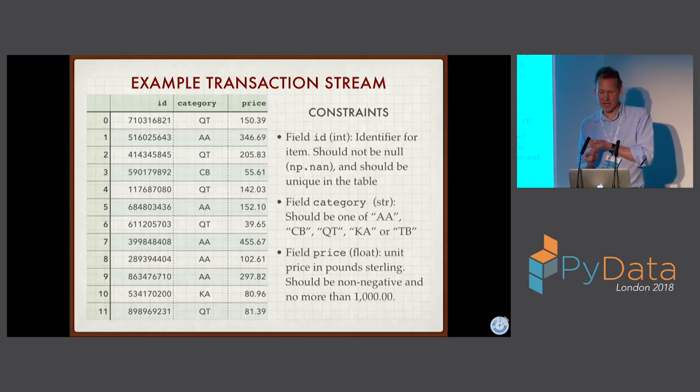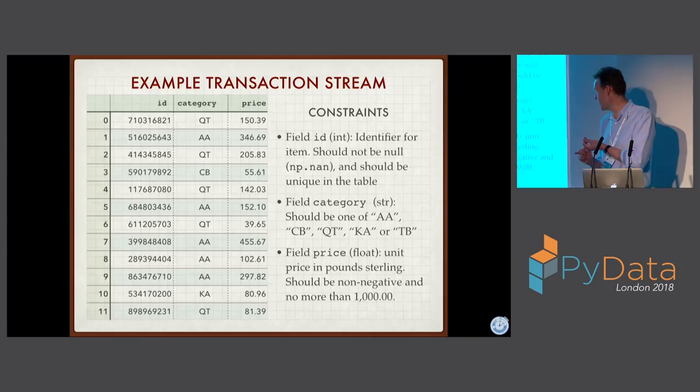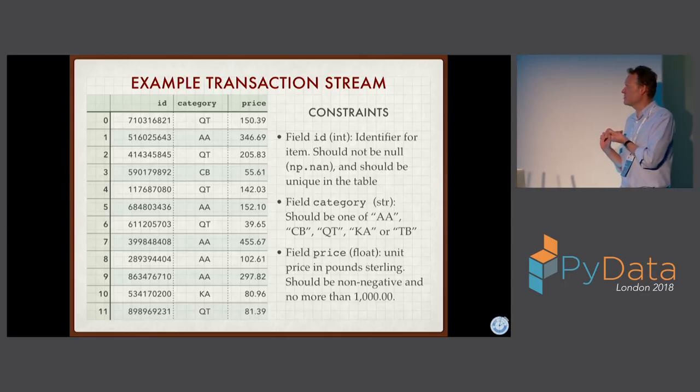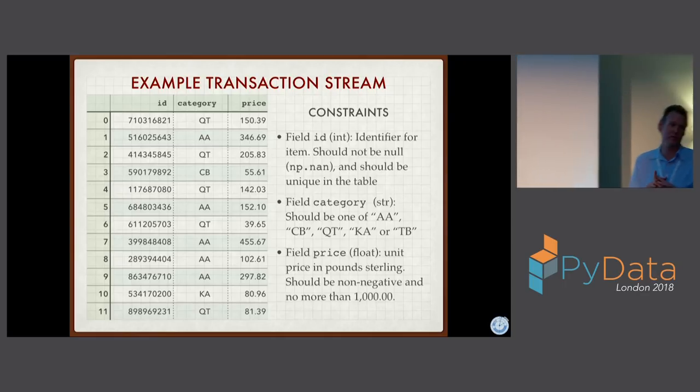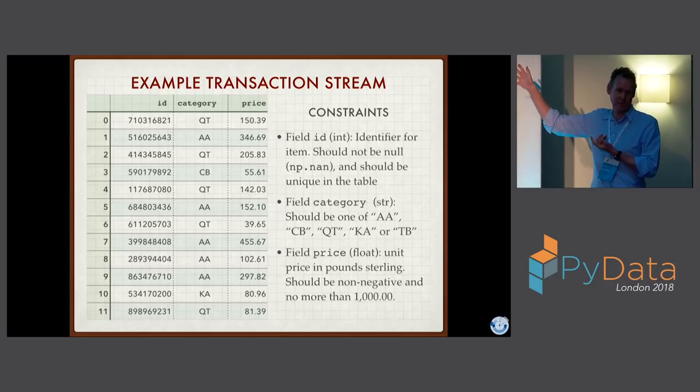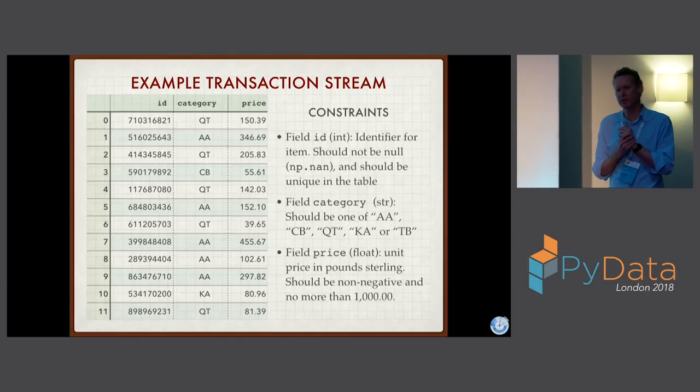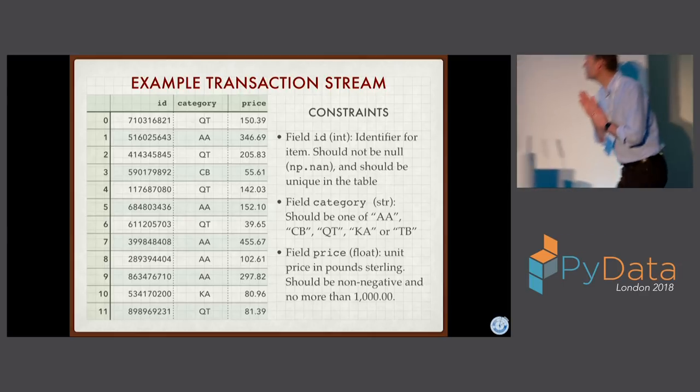There are only five legal categories, and the price field should be non-negative and no more than £1,000. It's price in sterling for these items. This is obviously a very synthetic example, but a huge amount of anomaly detection will have fundamentally these sorts of properties. There might be other data types. You might be using dates as well. Dates would be a very common thing to have on here, actually. And again, dates before 1970 are a complete no-go in the Unix world, of course. Dates of 1970 are almost always anomalous in the Unix world, and so forth.